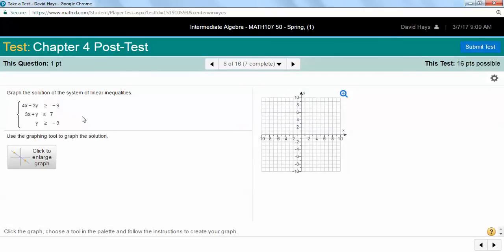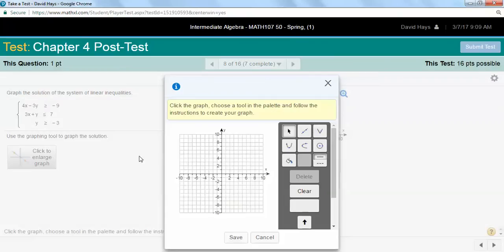Okay, now graph the solution of the system of linear inequalities. First off, let's take a look at y is greater than or equal to negative 3. Now y equals negative 3 is a horizontal line at negative 3. And the greater than or equal to, the line underneath, means it's going to be a solid line. So it's going to be down here, a line at negative 3. Now, I'm assuming they want us to graph all lines on this, but we'll see.